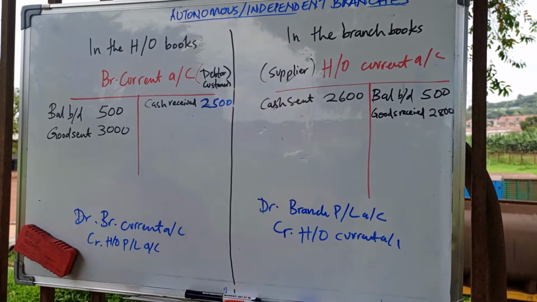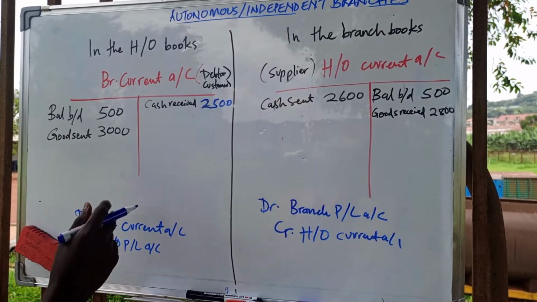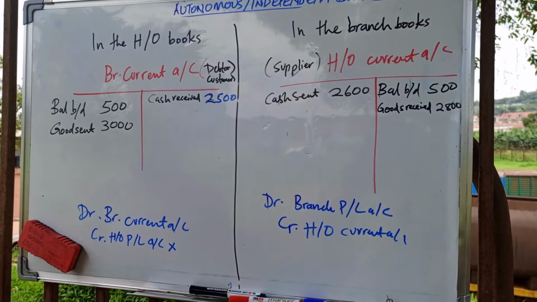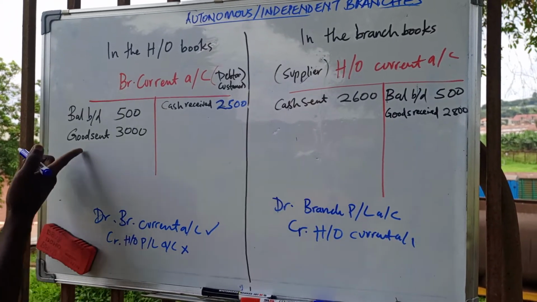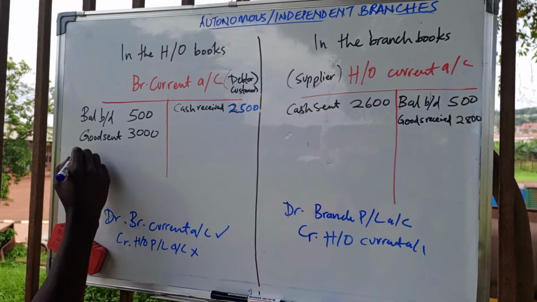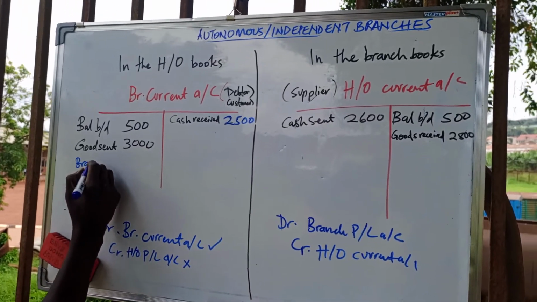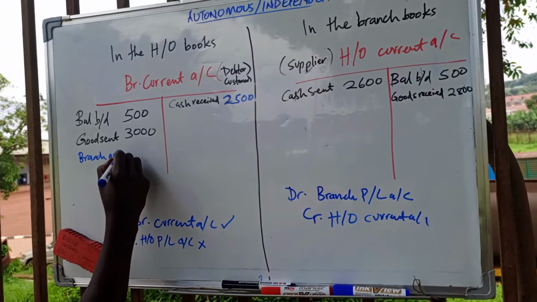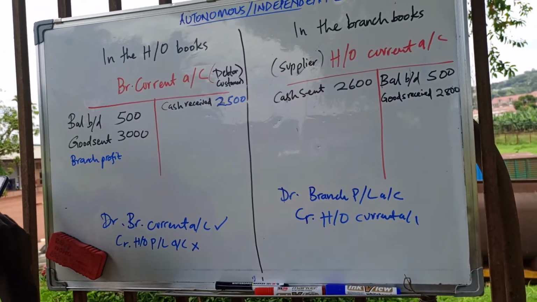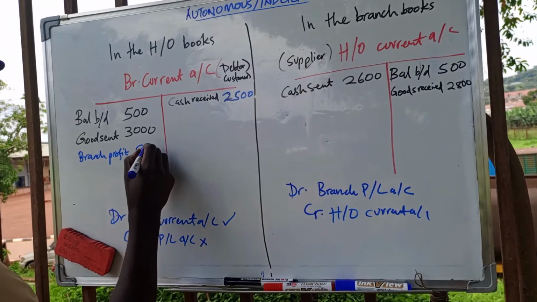So you look, for instance, here they haven't asked us for the profit or loss. So I ignore this and pass this entry because it's what they are asking. So I'm supposed to be debiting the branch current account with the branch profit, which was 800, I think, 800.